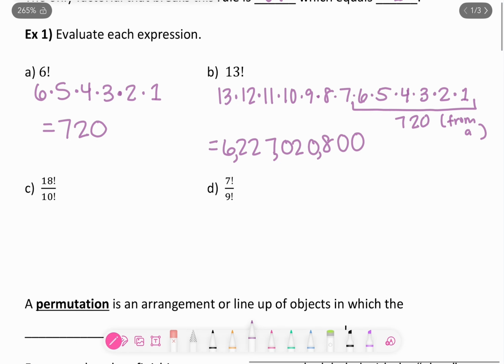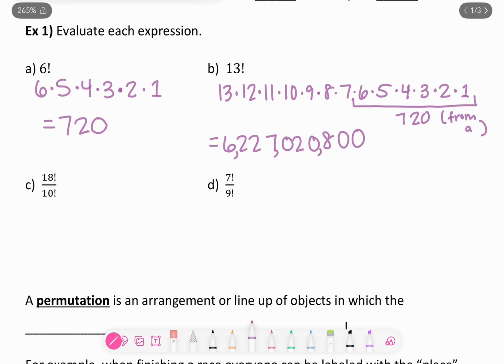All right, I'm going to show you a little trick here to simplify C and D quicker. So we have 18 factorial over 10 factorial. The factorial that's going to have more values is the bigger number, like 18, because 18 factorial is going to have more values that we're multiplying. So I'm going to start there. But once I get to the point where I have the same number as I have in the denominator in the smaller factorial, I'm going to show you a little trick. So I'm going to start with 18 times 17 times 16 times 15, keep going till I get to 10: 14 times 13, 12, 11, 10.